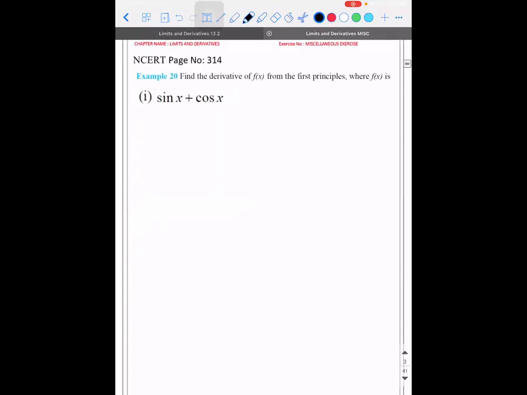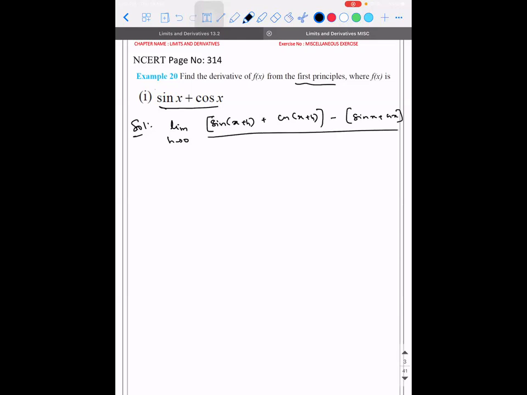Find the derivative from the first principles for the function f of x is equal to sin x plus cos x. Solution. Limit h tends to 0, sin of x plus h plus cos of x plus h minus sin x plus cos x, the whole divided by h. Because this is f of x plus h minus this is f of x, by h. Right?